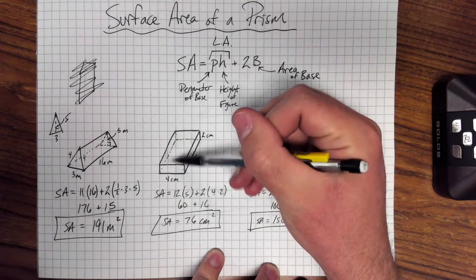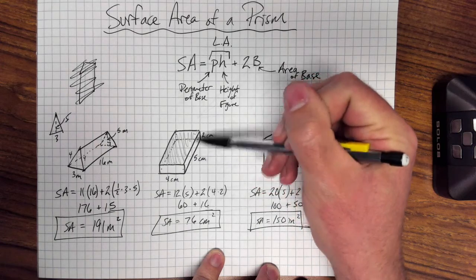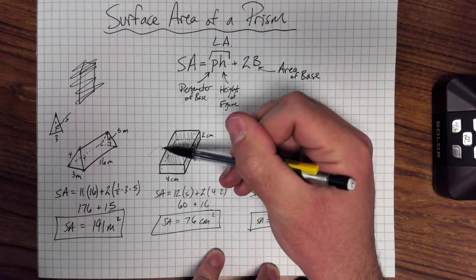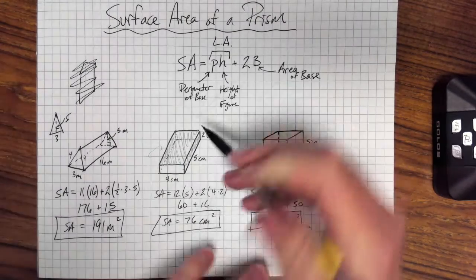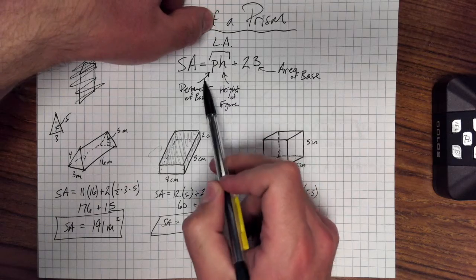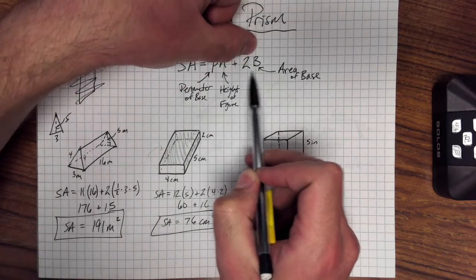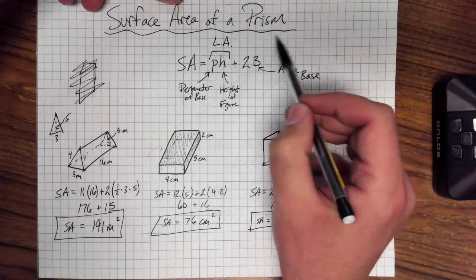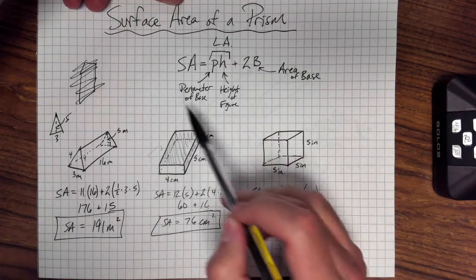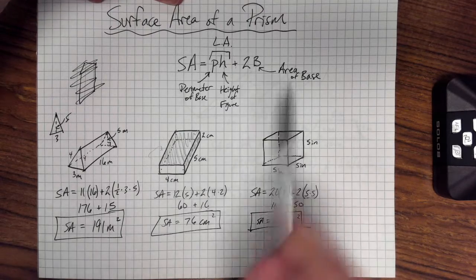So if we're looking at this guy, it's going to be this top side, this side here, this back side over here, and then the underneath side altogether. So P times H finds the lateral area, plus this finds the area of the bases. So this here is exactly what I expect you to know and memorize to write out on the test, and then you'll use that to do your problem.